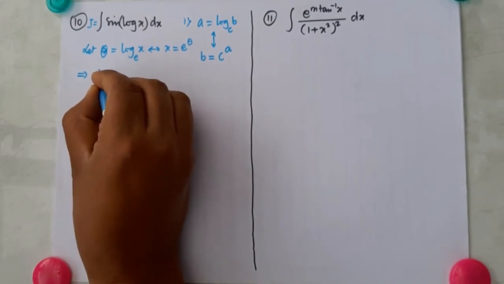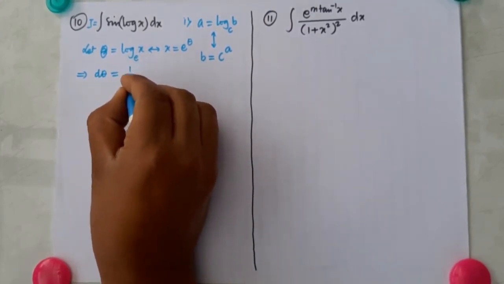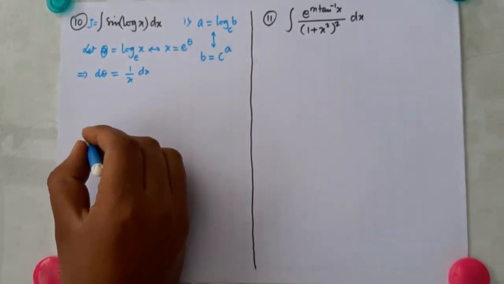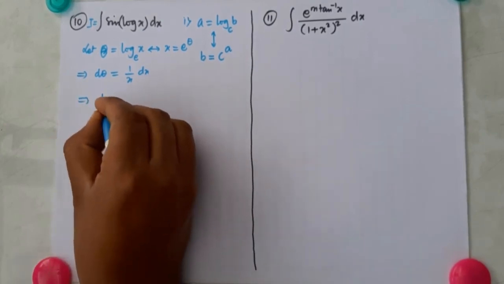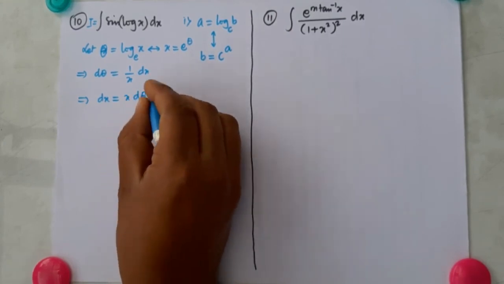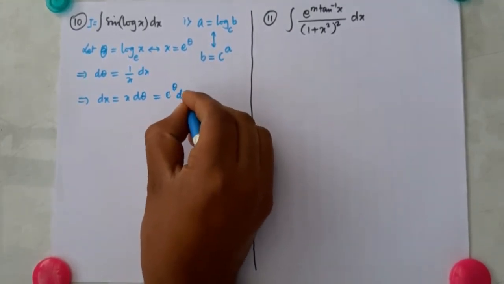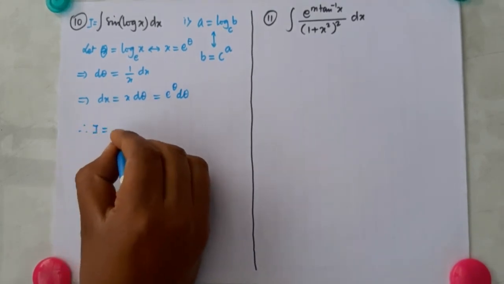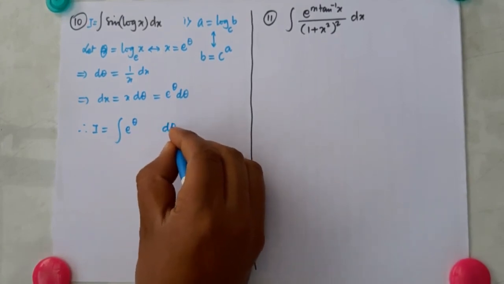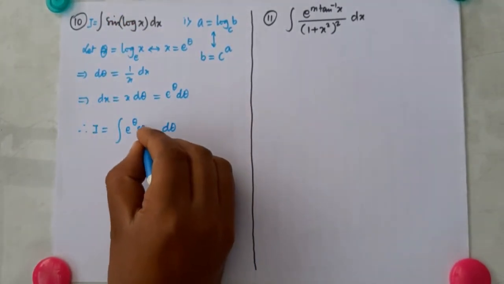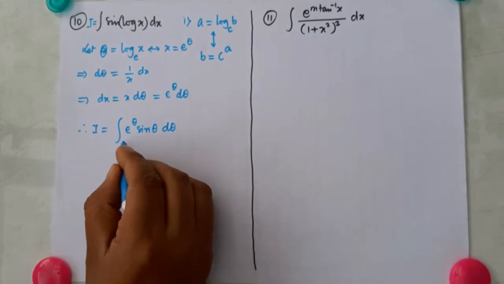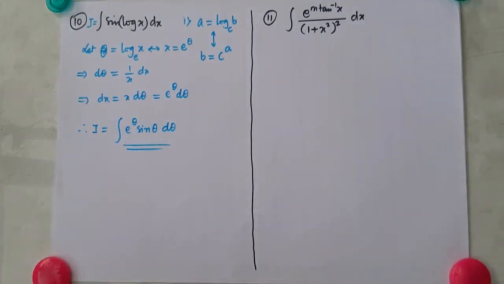So you get d theta is equal to 1 by x dx, because the differentiation of log x will be 1 by x, and for x it will be dx. That is, from here dx will turn out to be x d theta. And what is x? x is e to the power theta, so e to the power theta d theta. Therefore your integral I will change to, instead of dx we have e to the power theta d theta, and log x is theta. So this whole integral will change into this. Now after this you will be able to do it by yourself.